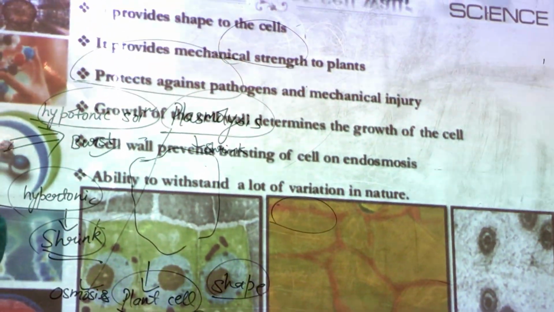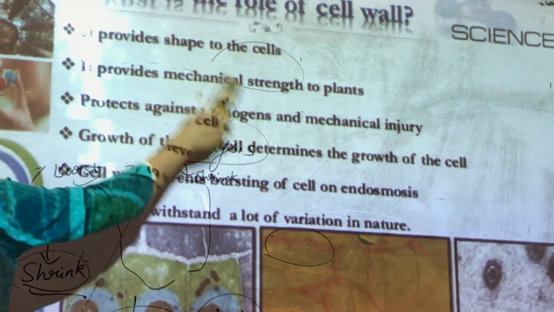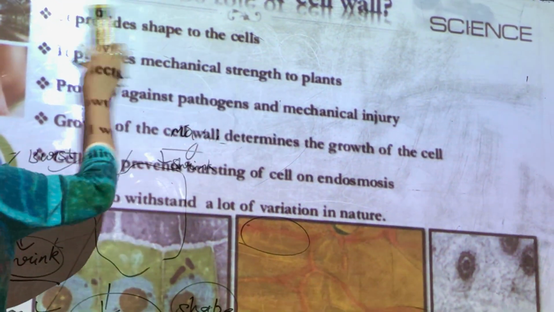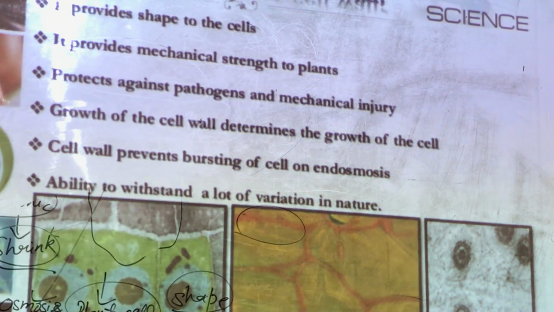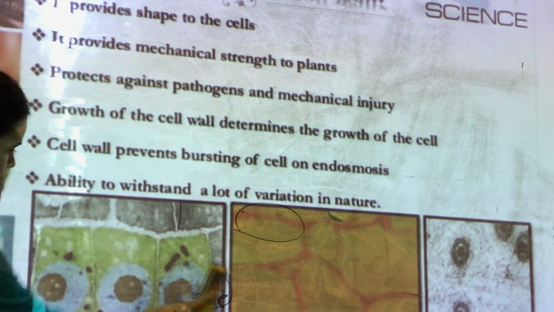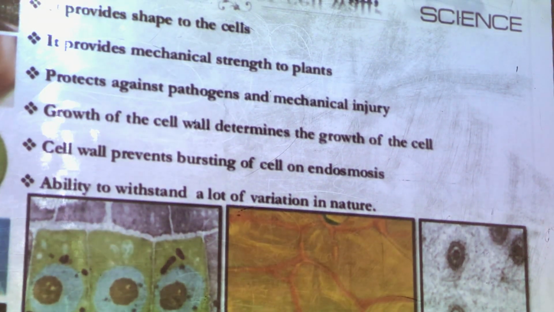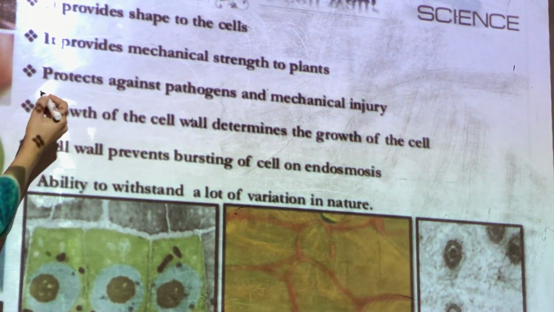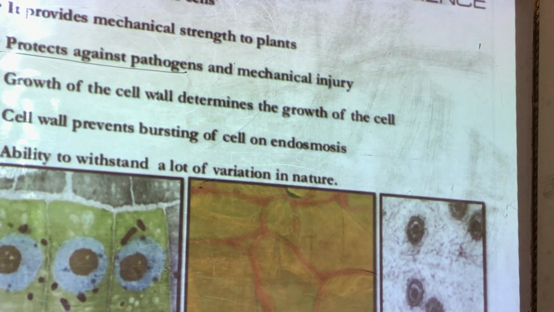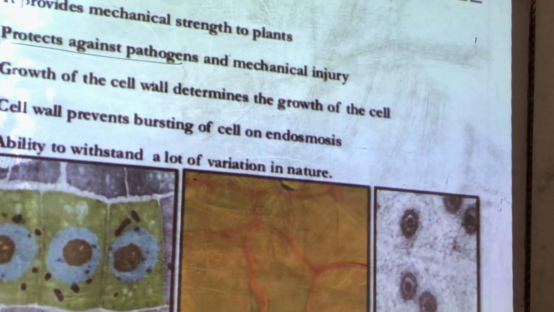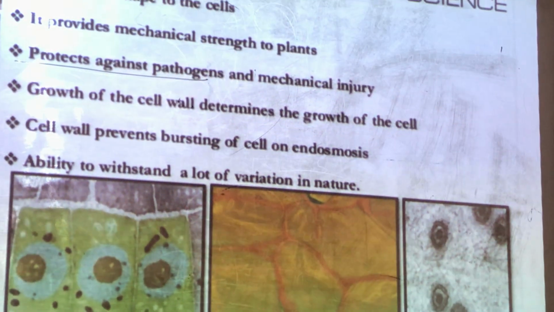It provides mechanical strength to the plant. It provides the strength to function. If its structure is maintained, it will get the support, it will get that energy to work. Okay, so it provides mechanical strength to the plants. It also protects the plants against any pathogens or any mechanical injury.